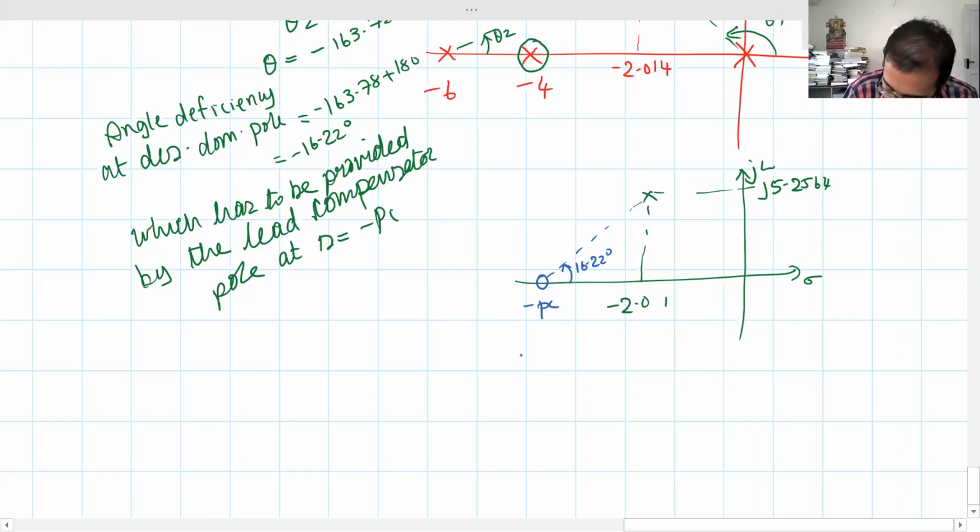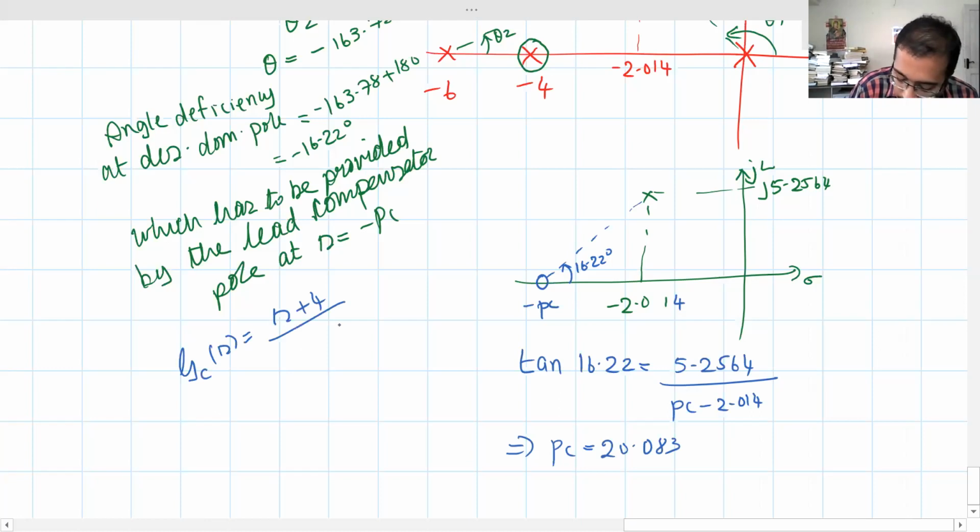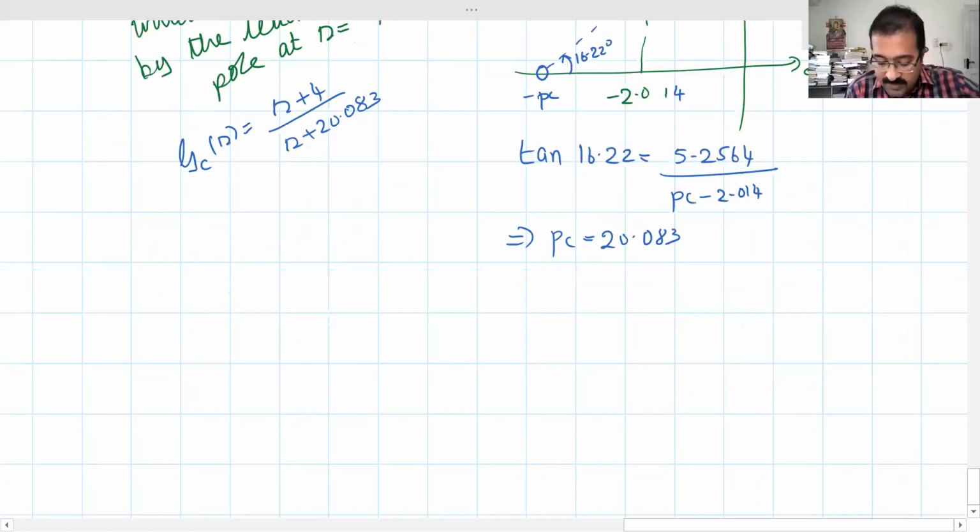Now everything is just a trigonometric relation. Tan of 16.22 must be 5.2564, opposite side divided by adjacent side. What is the adjacent side? PC minus 2.014. 2.014 is there, right? So PC minus 2.014. If you solve that, you will get your PC as 20.083. So what's the compensator transfer function? GC of S is nothing but S plus 4 divided by S plus 20.083.